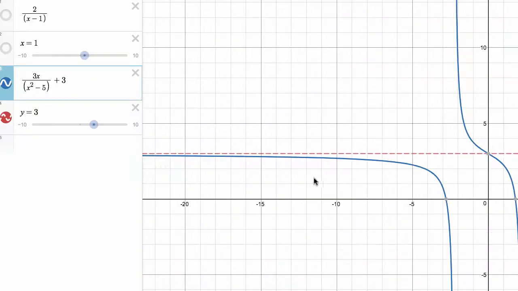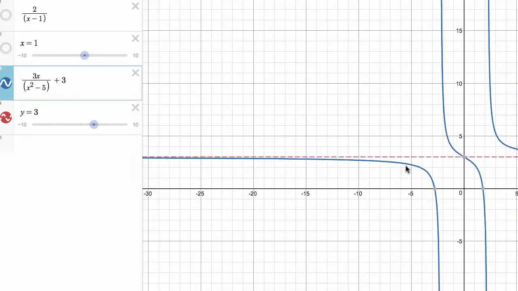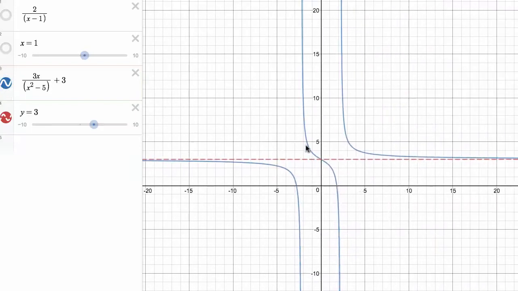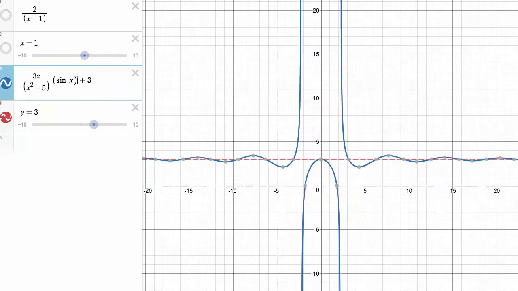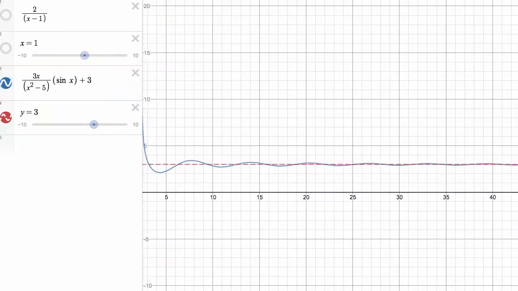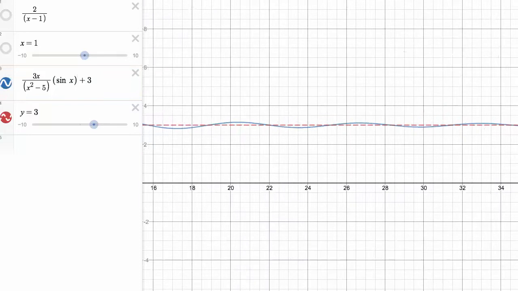Now, one thing that's interesting about horizontal asymptotes is you might see that the function actually can cross a horizontal asymptote. It's crossing this horizontal asymptote in this area in between. And even as we approach infinity or negative infinity, you can oscillate around that horizontal asymptote. Let me set this up. Let me multiply this times sine of x. And so there you have it. We are now oscillating around the horizontal asymptote.